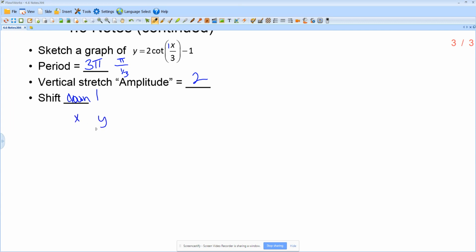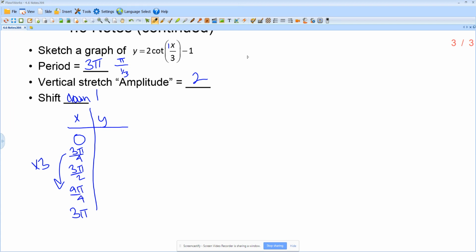So once again, I can make a small table because there's no horizontal shift. Horizontal shifting does occur with these, just not in our examples. We're going from 0 to 3 pi. The middle of that is 3 pi halves. Don't give me 1.5 pi. The middle of that is 3 pi fourths. And 3 times that is 9 pi fourths.